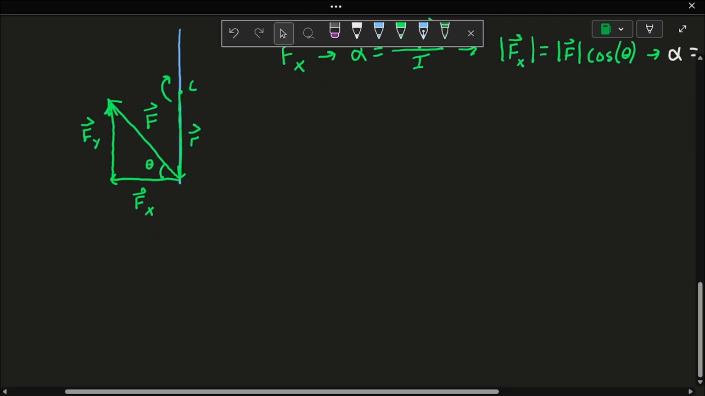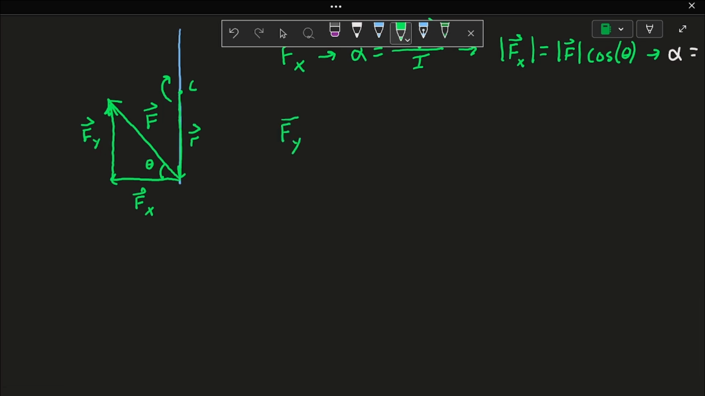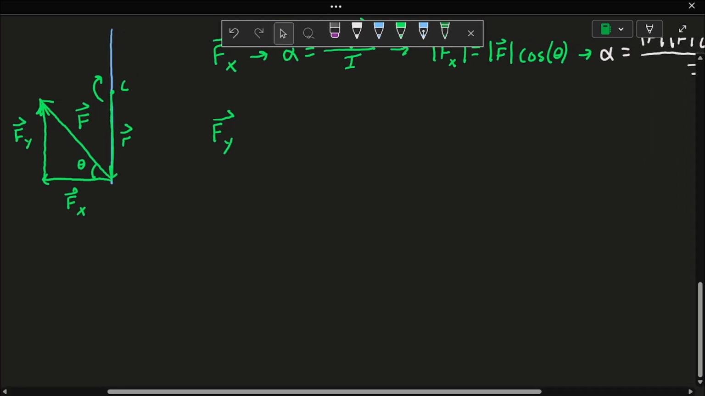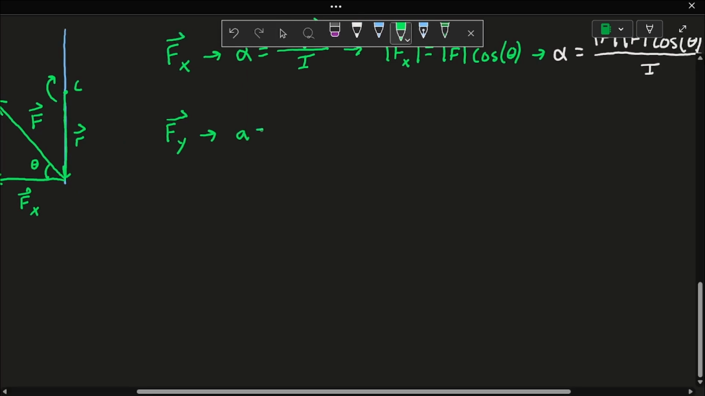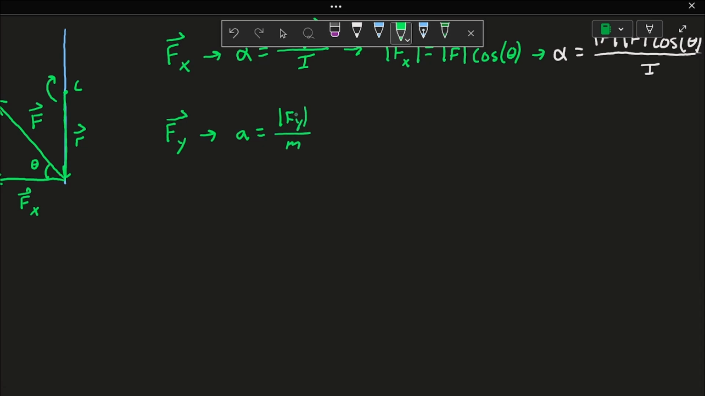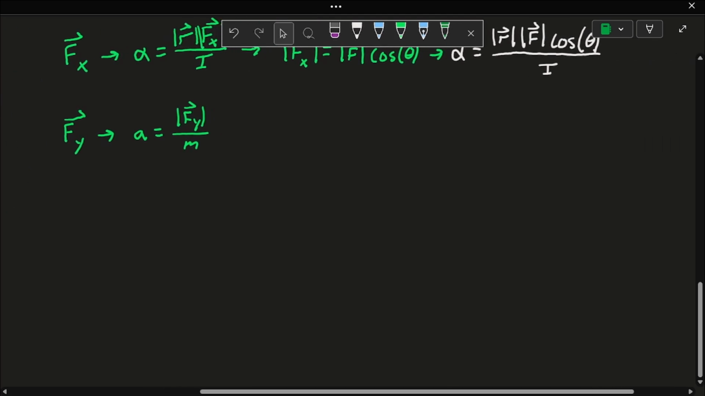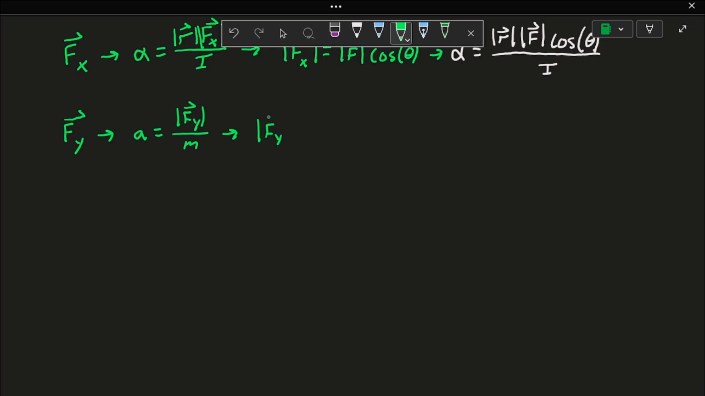Now let's work on the translational component. So we know Fy is going to be our translational component. So we can apply the equation a, our translational acceleration, equals magnitude of Fy divided by our mass. Now we can use a similar process to calculate Fy, where our magnitude of Fy equals magnitude of f multiplied by sine theta this time.